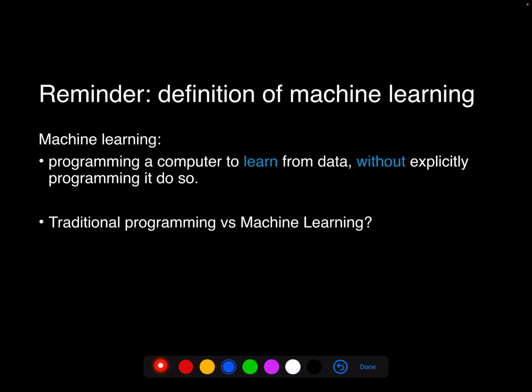So just a quick reminder on the definition of machine learning. Machine learning is programming a computer to learn from data without explicitly programming it to do so. So, as a comparison, today we'll be looking at traditional programming, so what existed before machine learning, and machine learning. And we'll be using the earliest example of machine learning to teach us this, and that is the email spam filter.